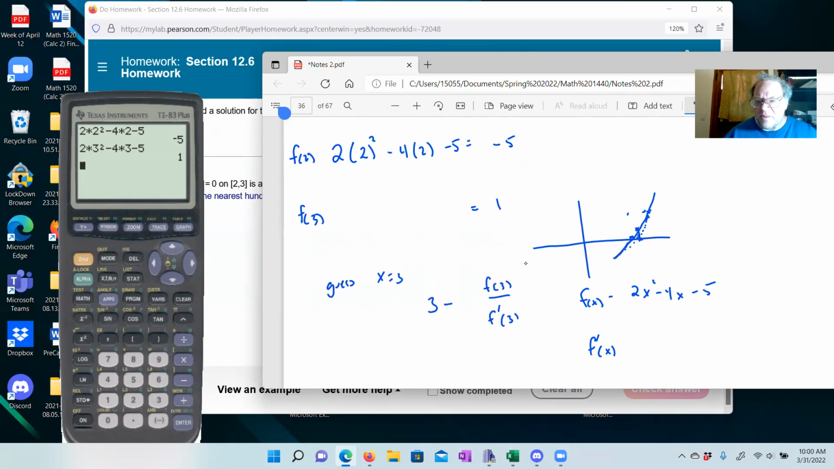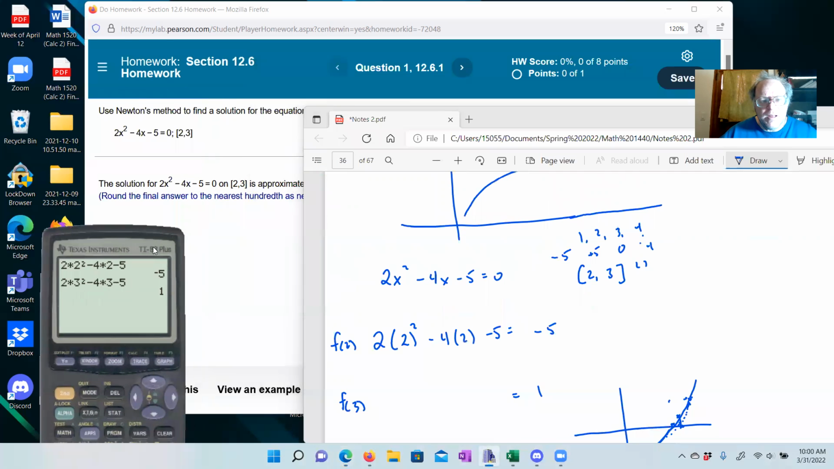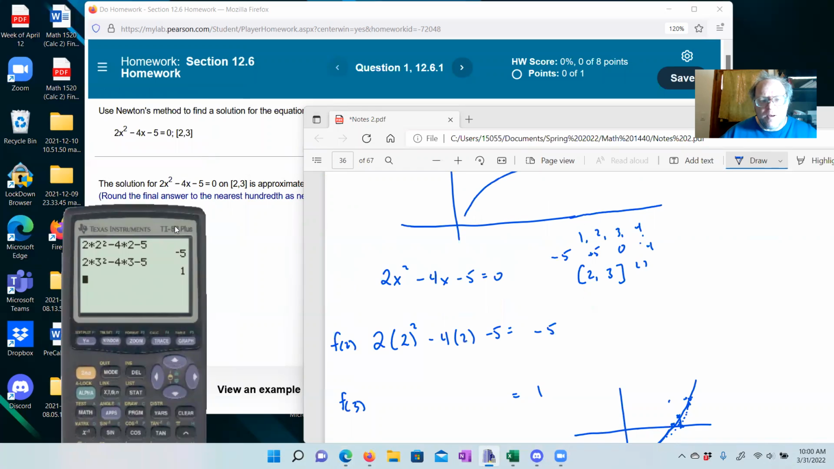Okay, and then we end up with, take the derivative, so that's going to be 4x minus 4, it looks like. Just double checking to make sure. Yep, 4x minus 4.